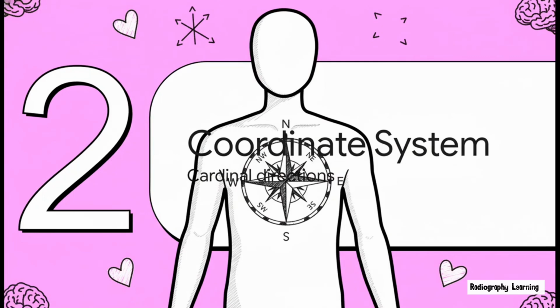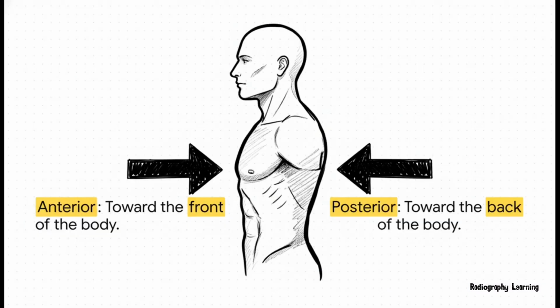All right, so we've got our starting point, our true north. Now we can start building out the rest of the map. These are basically the cardinal directions, the north, south, east, and west of the body. With these, we can describe the location of anything in relation to something else with perfect clarity. No more confusion. First up, we've got anterior and posterior. Honestly, just think front and back.